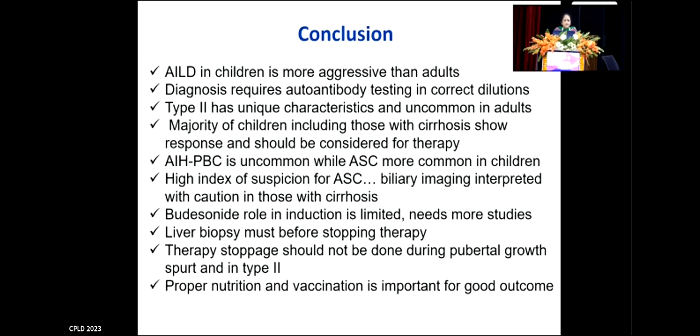To conclude, autoimmune liver disease in children is more aggressive than in adults. Diagnosis requires autoantibody testing at the correct dilution of 1:20, and 1:10 for LKM. About 1 in 4 children will have type 2 disease, which has unique characteristics and is uncommon in adults. The majority of children, including those with cirrhosis, will respond to therapy, even if they are decompensated, and they should be considered for therapy. AIH-PBC overlap is rare in children, but AIH-sclerosing cholangitis overlap is much more common as compared to adults. We need a high index of suspicion and biliary imaging, which should be interpreted with caution in differentiating cirrhosis from changes of sclerosing cholangitis.